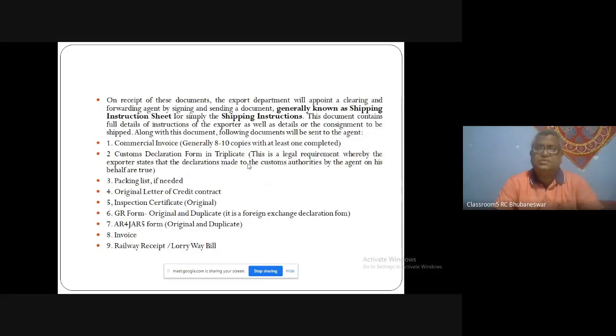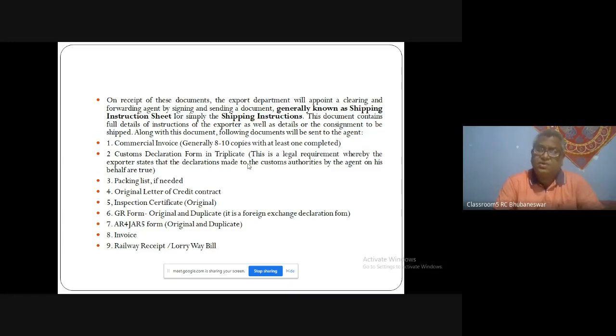Inspection certificate is required, and some instruction sheets also. Shipping instructions, through which it can be done. And in other ways, the commercial invoice is there. Packing list is there. Original letter of credit contract is there. Inspection certificate is also there. GR form is there. A4, A5 documents, original and duplicate, are there.